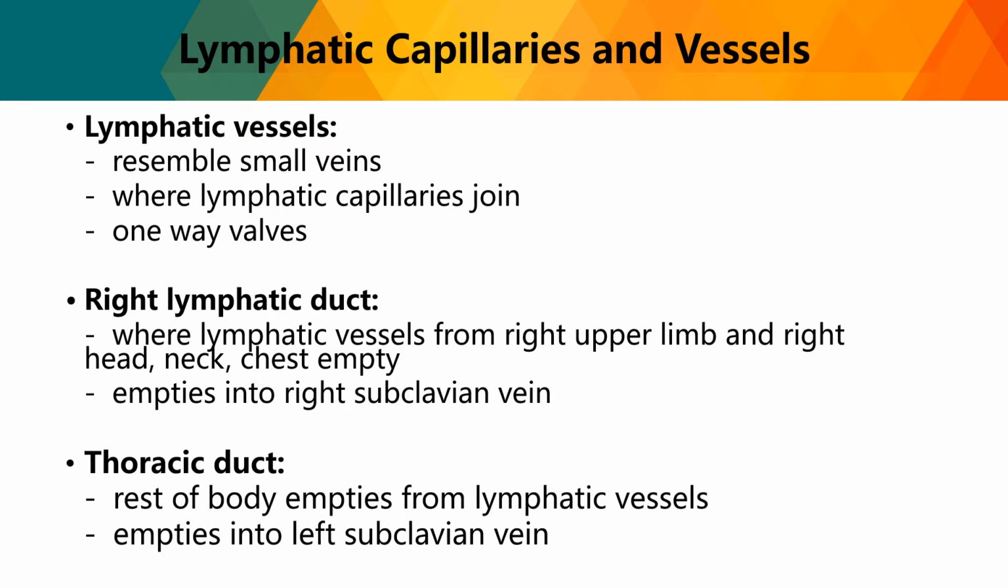The right lymphatic duct is where lymphatic vessels from the right upper limb and right head, neck, and chest empty. It empties into the right subclavian vein. The thoracic duct drains the lymphatic vessels from the rest of the body. It empties into the left subclavian vein.